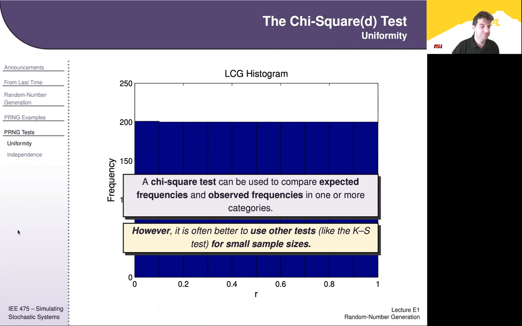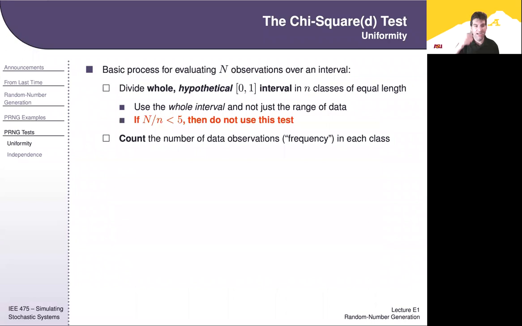The only downside of the chi-squared test is you have to have enough expected counts to work. In this class, enough is 5. As long as your expected counts in every bin are at least 5, you can use a chi-squared test. If it's less than 5, we have to use another test, and we'll talk about that in just a second. In the chi-squared test, we're going to divide the hypothetical interval into n classes. On a midterm, I will tell you how many classes to divide it into. In real life, you're going to have to decide that on your own. You'll get better at that as we move on.